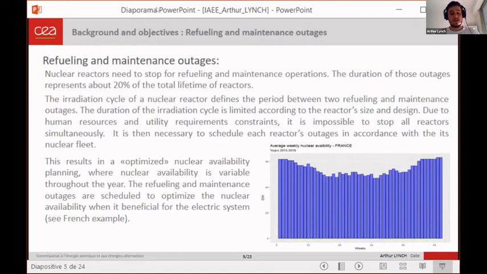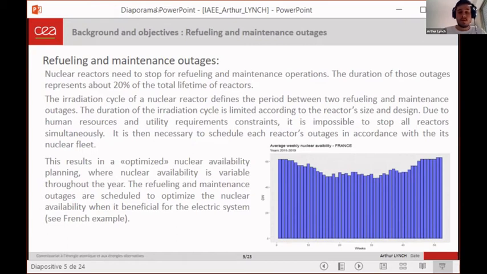So one plant manager, when deciding when to stop its plant, needs to take into account its own physical constraints, but also the schedule of the fleet in order to have a coherent planning. And all of that results in what we call an optimized nuclear availability planning, where nuclear availability is not constant over a year, with higher nuclear availability when the system needs nuclear to balance between demand and supply, and lower nuclear availability when the electric system needs it less.